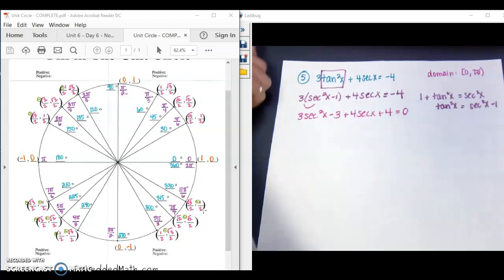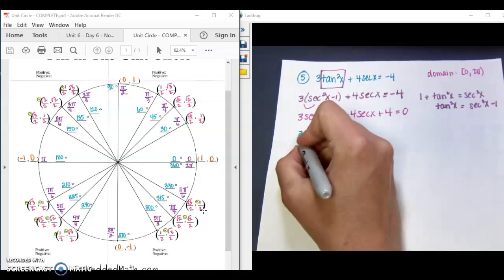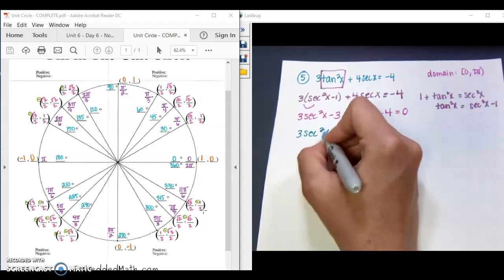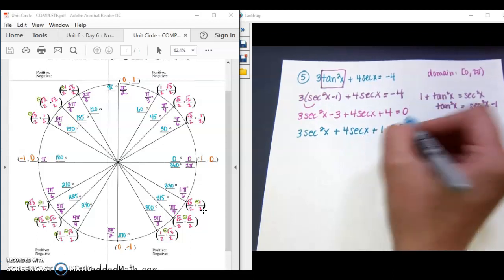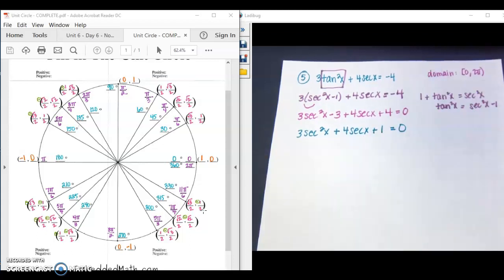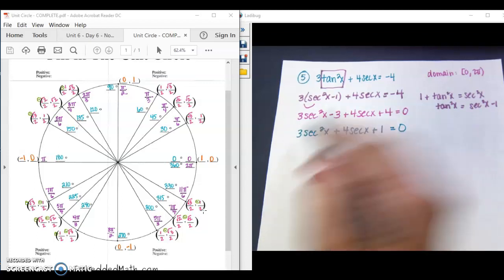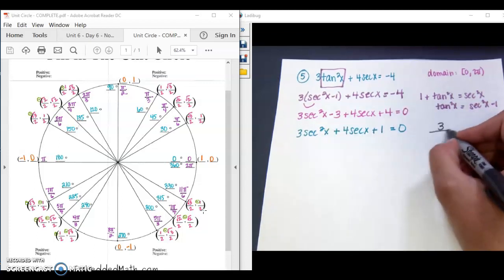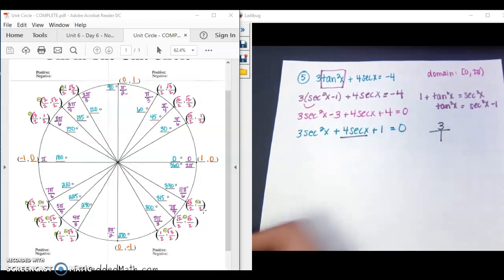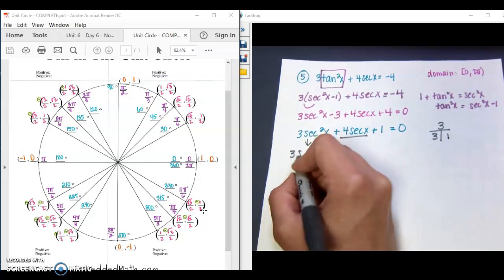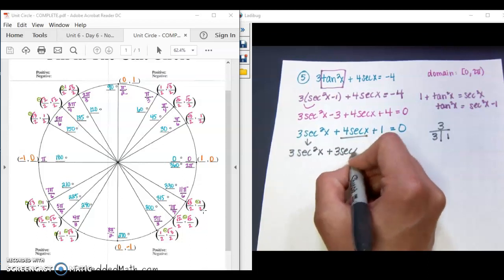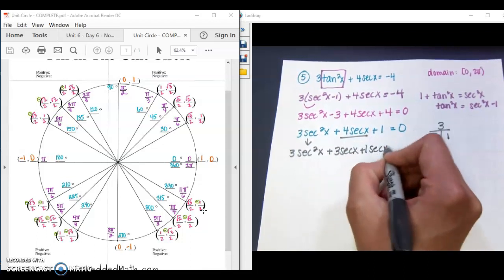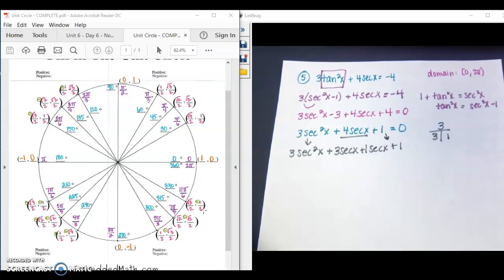Alright, in order to factor, we're going to want this to be in descending order and all of our terms combined. So we're going to have 3 secant squared x plus 4 secant x plus 1 equals 0. So we're going to use long factoring because we have this 3 out front. So 3 times 1 is 3. 2 numbers that multiply to 3 and add to 4: 3 and 1. Bring down our first term. Middle terms are going to be plus 3 secant x and plus 1 secant x. And bring down our 1.